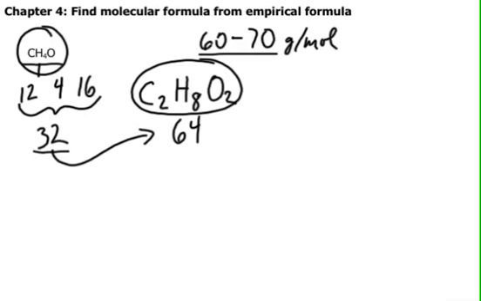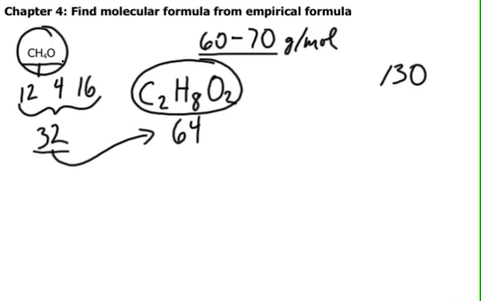Now let's say we started out with the same empirical formula, but this time it was something bigger. Let's say that this time we did an analysis and we found out that the molar mass was actually close to 130. We could take 32 and multiply it by 2, by 3, by 4, 5, and see what the result ends up getting us something close to 130. We could do that. You don't have to.